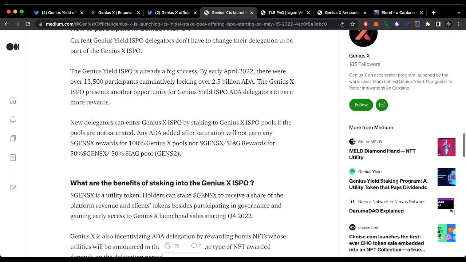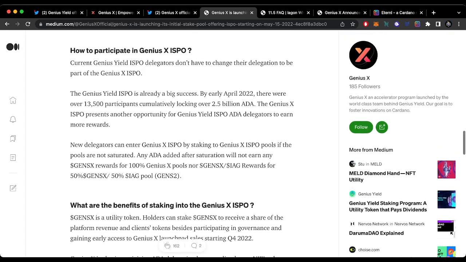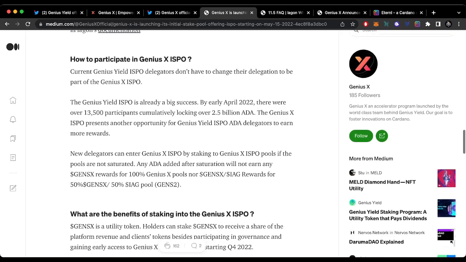So obviously, how to participate in the ISPO. Well, like we've said, guys, you need to delegate to one of the four Genius Yield pools, keeping an eye on if it's saturated or not. If a pool is saturated, please do not delegate to that pool. You will not get rewards, so your ADA will not be put to work. You will not be earning anything.